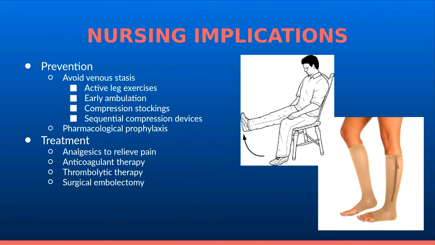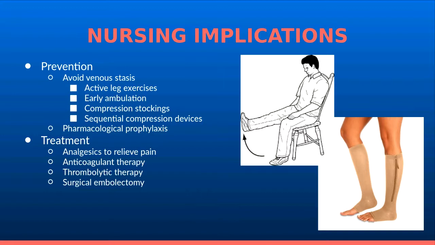Nursing implications. So ideally, you want to prevent a venous thromboembolism before it occurs. You want to avoid venous stasis. You want to promote active leg exercises, early ambulation. Some people can prophylactically wear compression stockings. You put them on before you get out of bed. And also, if you're on bed rest, they might order you some sequential compression devices.